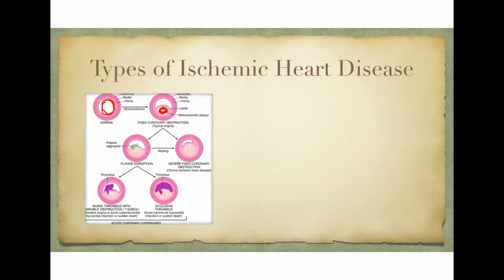But as the plaque gets bigger and bigger, the blood supply won't be enough to meet the demands when a patient exercises, and that leads to symptoms of chest pain and shortness of breath with exertion. And that's classical of what we call stable angina.